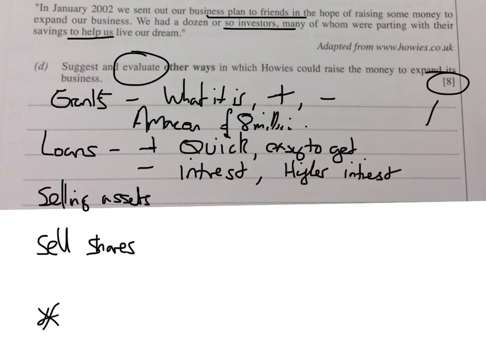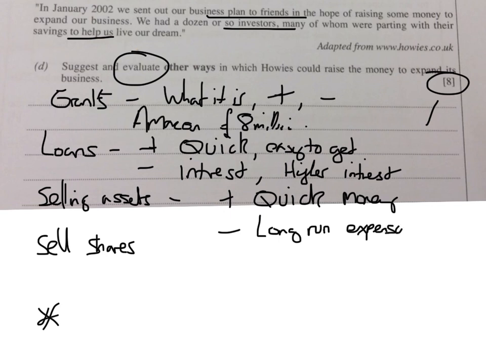Right, the next one is the stupid one, and this is where you sell assets. So that's where you might, like for Howie's, sell their shop and then instead rent another shop. The plus point of doing that is you can get quick money and you can get a lot of money. For example, if you sold your factory, if you're a company, you get loads of money quickly. The downside is you haven't got a factory anymore. And if you haven't got a factory, you're then going to have to rent another one. So in the long run, it's going to be expensive, because you're going to have an alternative to the factory that you used to own.